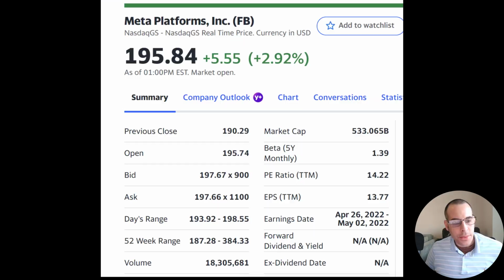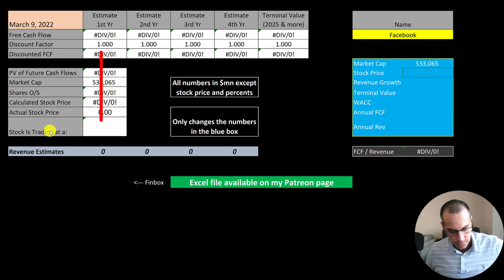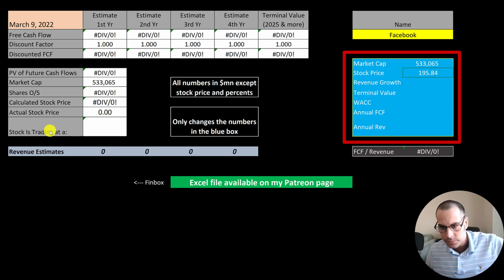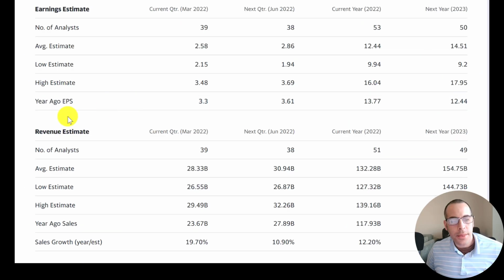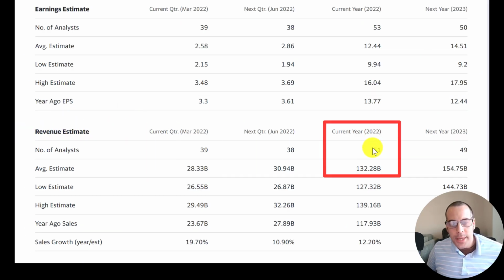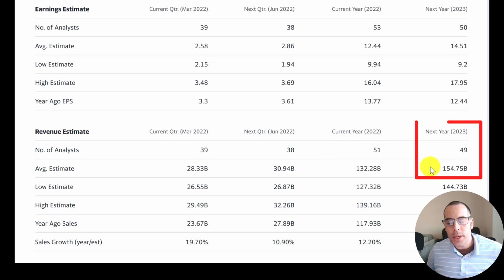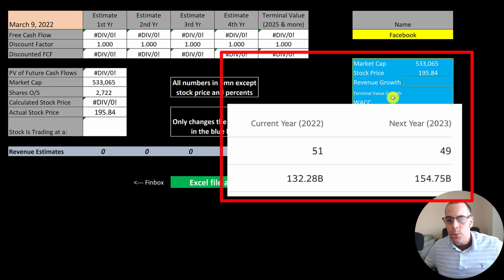Let's get the stock price. The stock price is 195.84. You can get the revenue growth from Yahoo Finance. If you click on analysis right here, and then you see revenue estimate, there are 51 analysts that estimate the revenue to be 132 billion in 2022. In 2023, the revenue estimate is 155 billion. To calculate the percentage growth, take 154.75 minus 132.28. Make sure that's in parentheses, and divide that by 132.28, and that comes out to 17%.